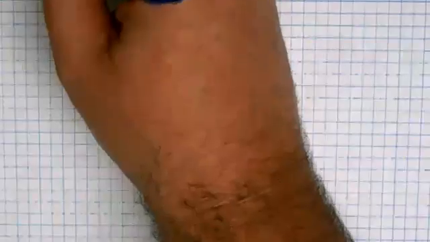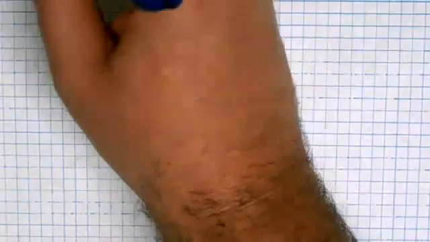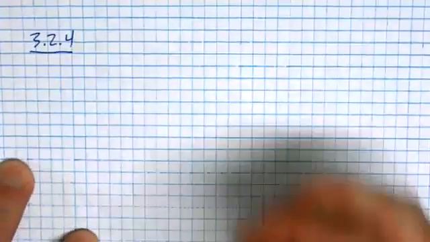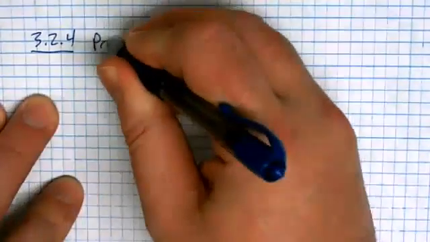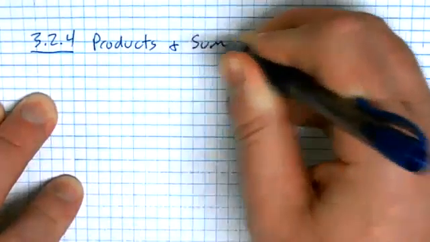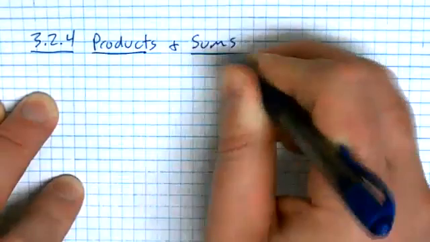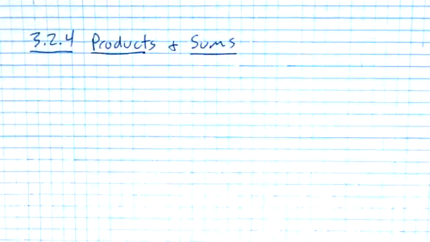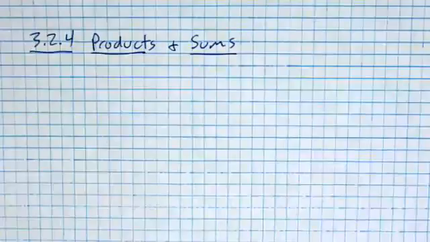Okay. So we're going to move on. And again, we're skipping a couple sections. We're starting on 3.2.4 today. And our big topic for today is products and sums. And I bet you've heard those vocab terms before.